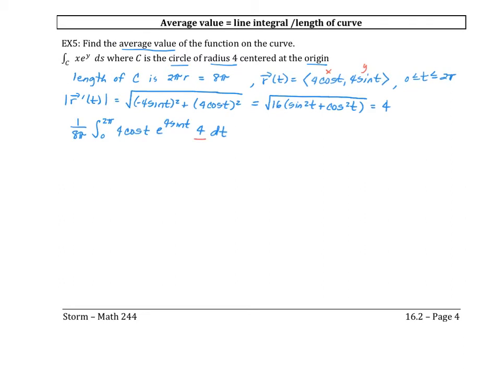Now I think I'm going to pull out the Jacobian 4. So 4 over 8 pi, that's going to be 1 over 2 pi. I'm going to keep the other ones in. The reason why I don't pull out the 4 in front of the cosine is I need to do a substitution on the exponent for sine t. If I let u equal 4 sine of t, then du is going to be 4 cosine of t dt.